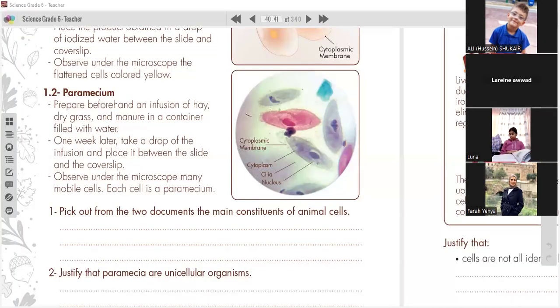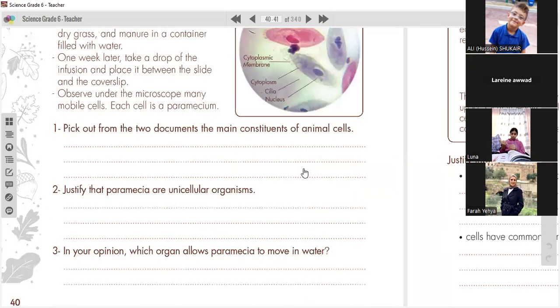Okay. Open your book to solve these quick questions. I will post them on Google Classroom. As you see here in the book, they put the same procedure as the PowerPoint. Pick out the main constituents: the cytoplasmic membrane, the cytoplasm, and the nucleus, which are common between them.